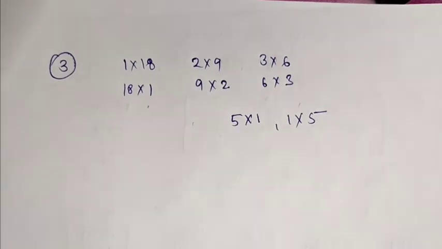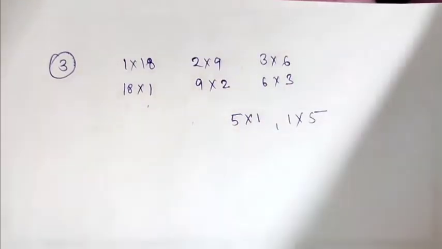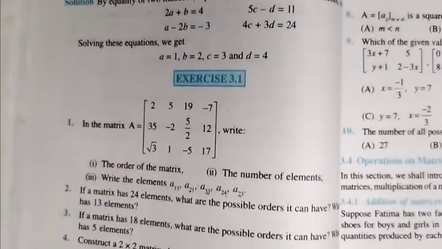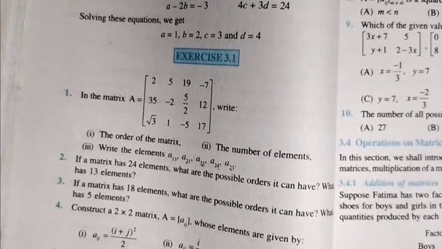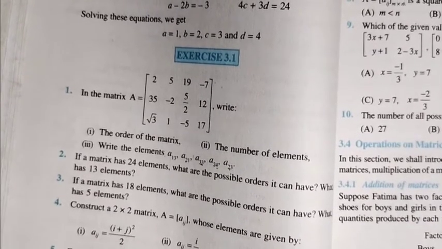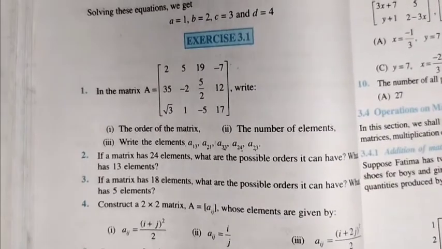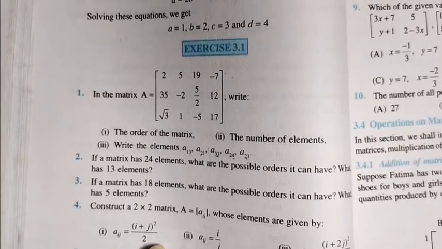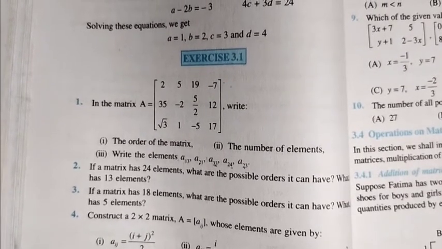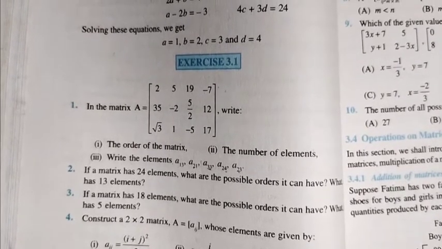Okay, now we have our next question, that is question number 4. Question number 4, we have: construct a 2/2 matrix A equals Aij whose elements are given by. यहाँ पे हमें कुछ एलिमेंट्स फॉर्म करने के फॉर्मूलेज गिवन है, like first one is Aij equals (i plus j) whole square by 2, and we have to construct by using these formula a 2/2 matrix.